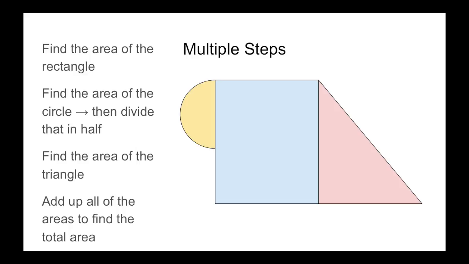For this problem, you have to solve the area for a rectangle, then solve the area for a circle, which you will then divide in half since only half of the circle is in the shape. Then solve for the area of the triangle, and then lastly add together the areas of the half circle, rectangle, and triangle to find the compound shape's area.